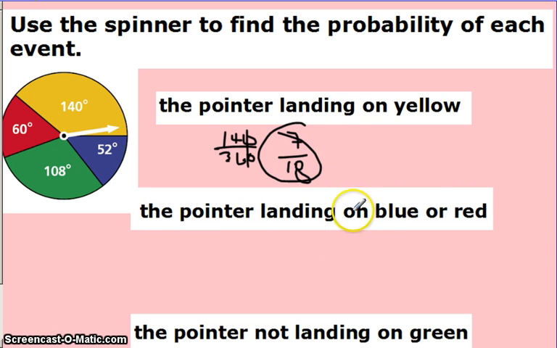The pointer landing on blue or red. So I've got to add those two together, which would be 112 over the 360, and we definitely want to reduce again.